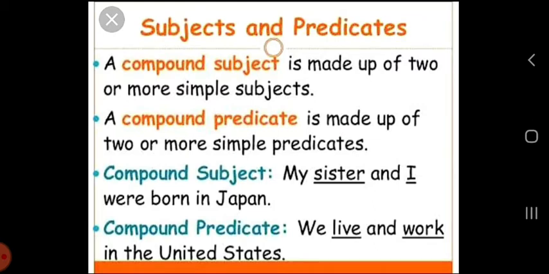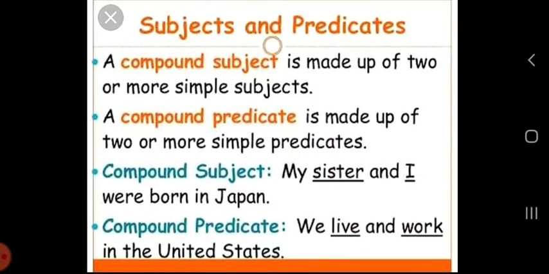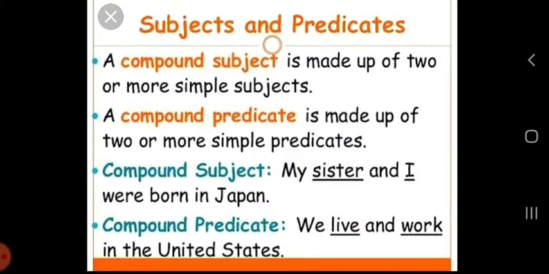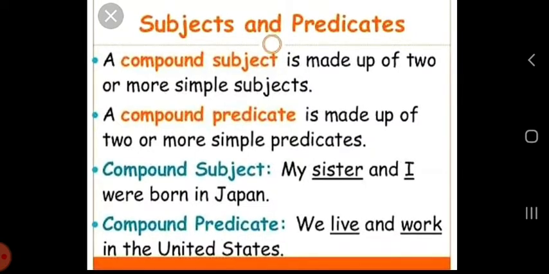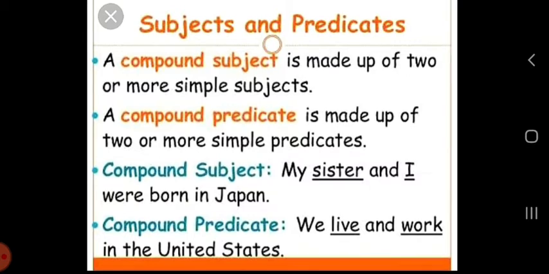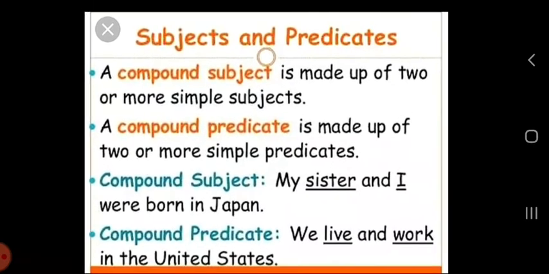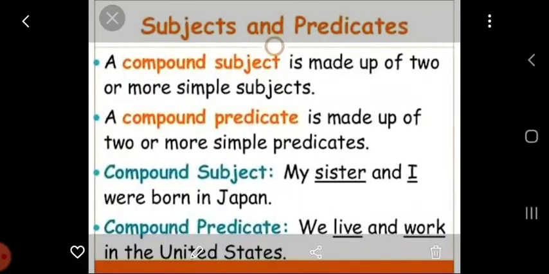Compound subject: my sister and I were born in Japan. Compound predicate: we live and work in the United States. So first, compound subject. My sister and I were born in Japan. Who were born in Japan? My sister and I is a compound subject. We live and work in the United States. Who live and work in the United States? We is the subject, and live and work in the United States is a compound predicate.